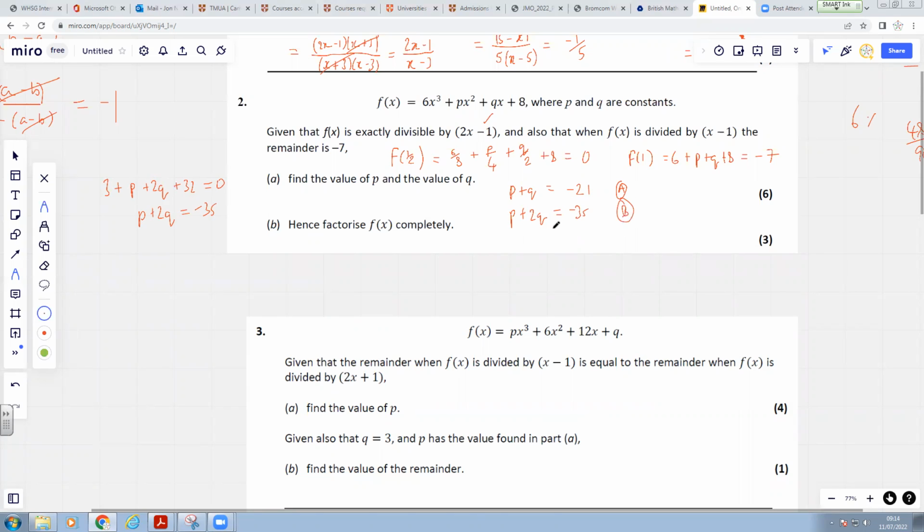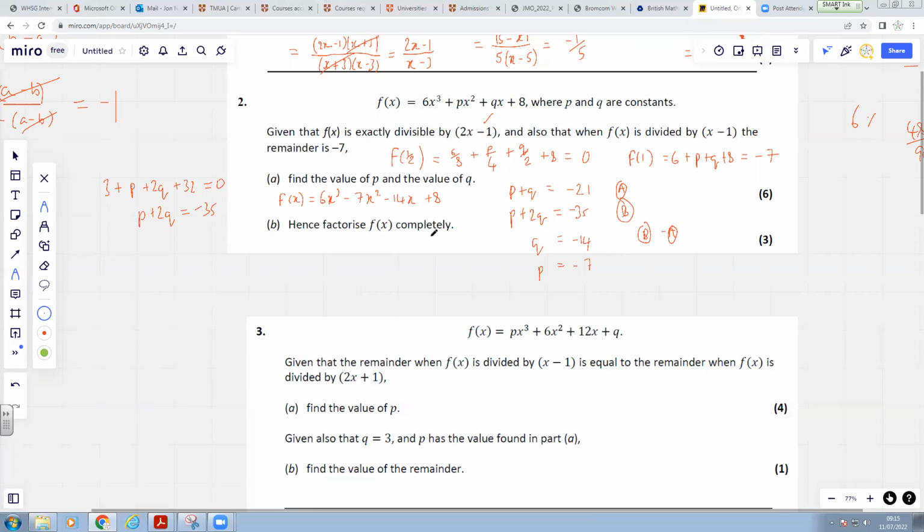And that's going to be like my b. And then what I'm going to do is subtract b minus a, I think. Careful with the sign errors here. 2q minus q is q. Minus 35 minus 21 is minus 35 plus 21, which is minus 14. And if q is minus 14, p needs to be minus 7, I believe. Check it works in both equations as well. Minus 7 minus 28 is minus 35. So we've done it. We can see now that f of x is equal to, apologies, I tend to go all over the place with my working out, which is not a good habit. 6x cubed minus 7x squared minus 14x plus 8.